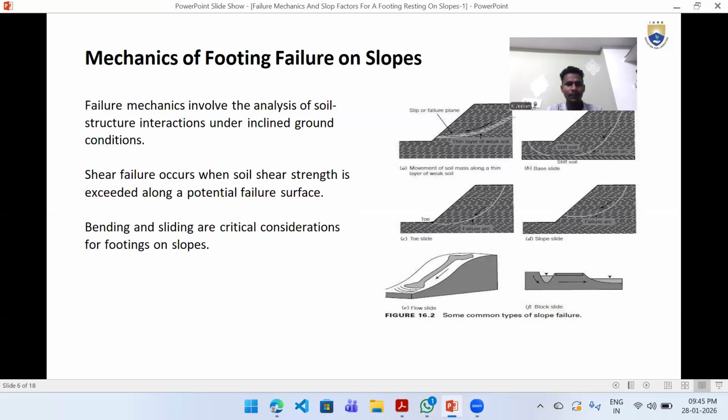Mechanics of footing failure on slopes. Failure mechanics involves the analysis of soil-structure interaction under inclined ground conditions. Shear failure occurs when the soil shear strength is exceeded along a potential failure surface. Bending and sliding are critical considerations for footings on slopes.